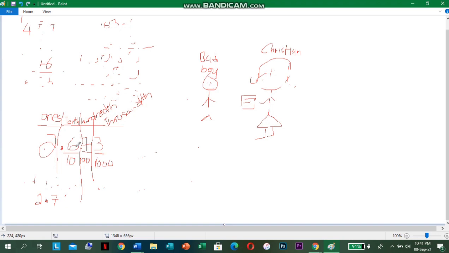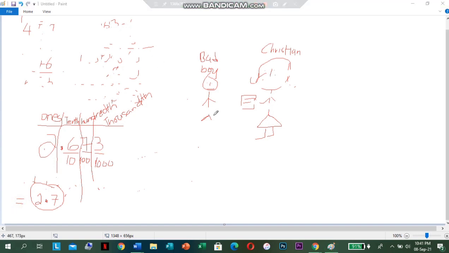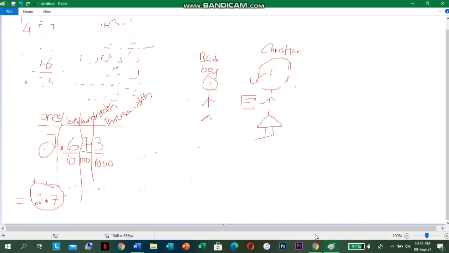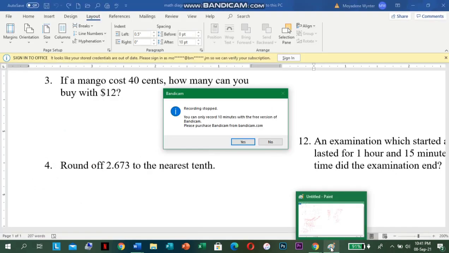So it's 2.7. Just bear that in mind. So this is the answer. Round off to the nearest tenth is 2.7. If you don't get that, make the necessary corrections. Okay. All right, next one.